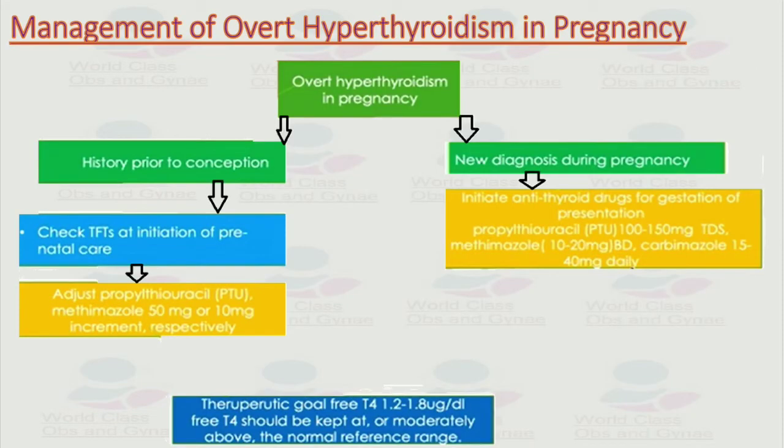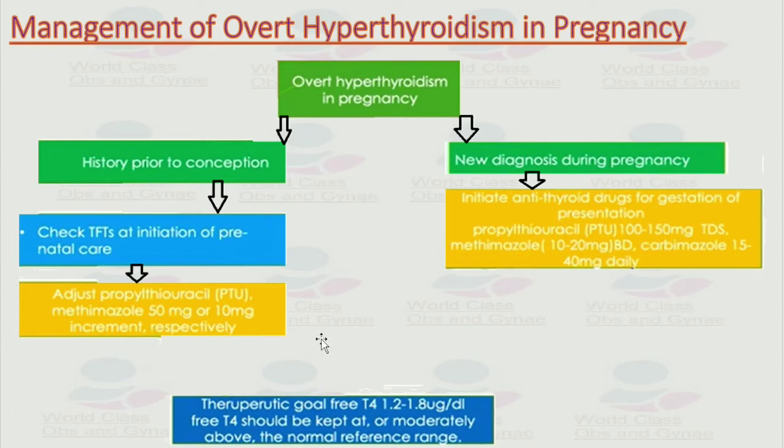Okay, now management of overt hyperthyroidism in pregnancy. Management is along 2 lines. First of all, we may have a history prior to conception, where the patient is already diagnosed with hyperthyroidism, and there's another group of patients who get a new diagnosis during pregnancy. So if the patient is already a known case of hyperthyroidism, then we have to check TFTs at the initiation of prenatal care, and we have to adjust propylthiouracil and methimazole in 50 mg or 100 mg increments respectively.